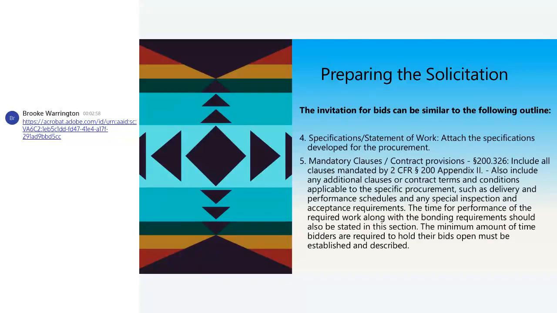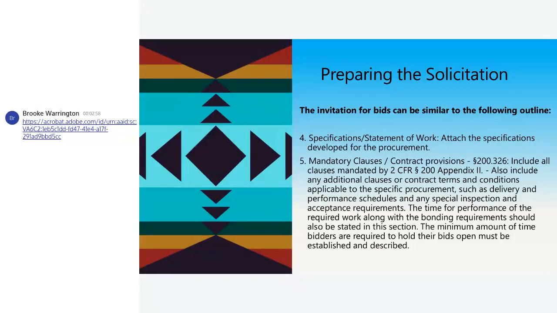Specifications, statement of work, that SOW, attach your specifications developed for that particular procurement. You're going to have mandatory clauses, contract provisions, okay? Everything included at 200.326, include all the clauses mandated by 2 CFR 200 Appendix II. Include any additional clauses or contract terms and conditions applicable to that specific procurement.